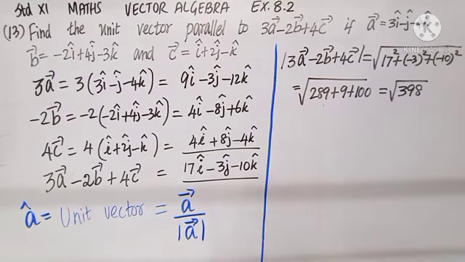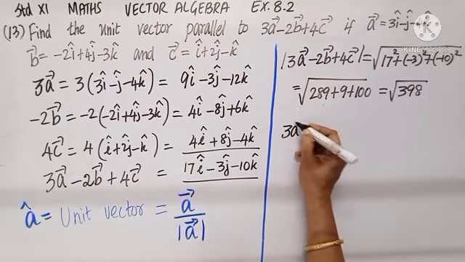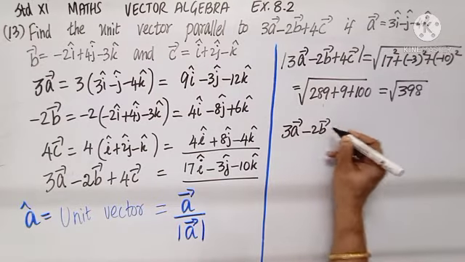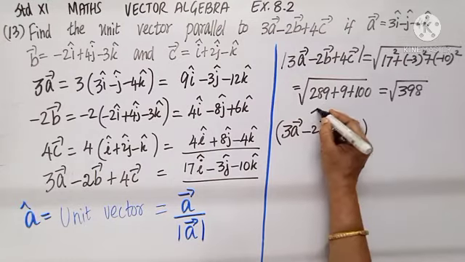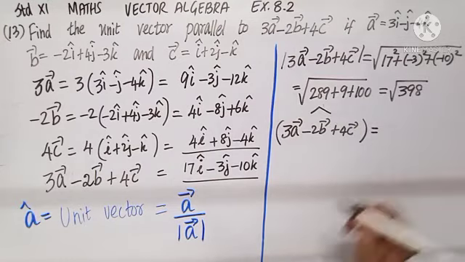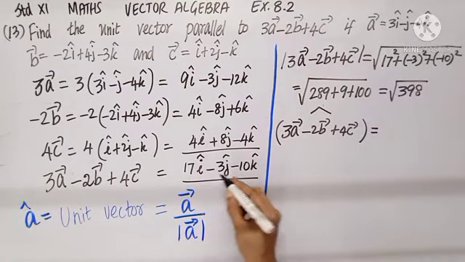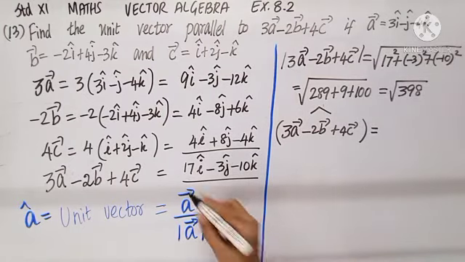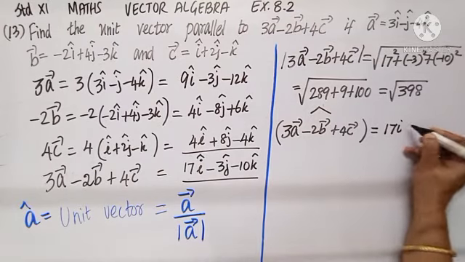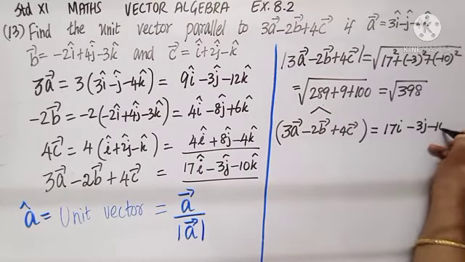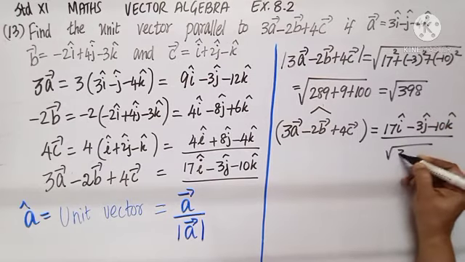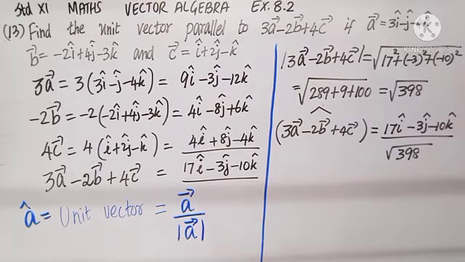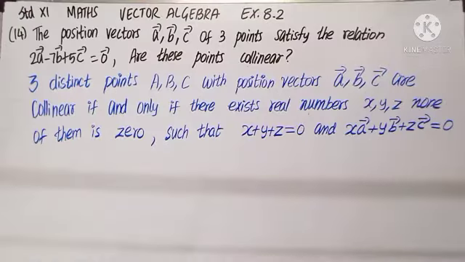398. My question is to find the unit vector for 3a minus 2b plus 4c. For the entire vector, I want the unit vector. That is, each thing divided by root of 398. 17i minus 3j minus 10k. The whole thing divided by root of 398, and that is the answer.